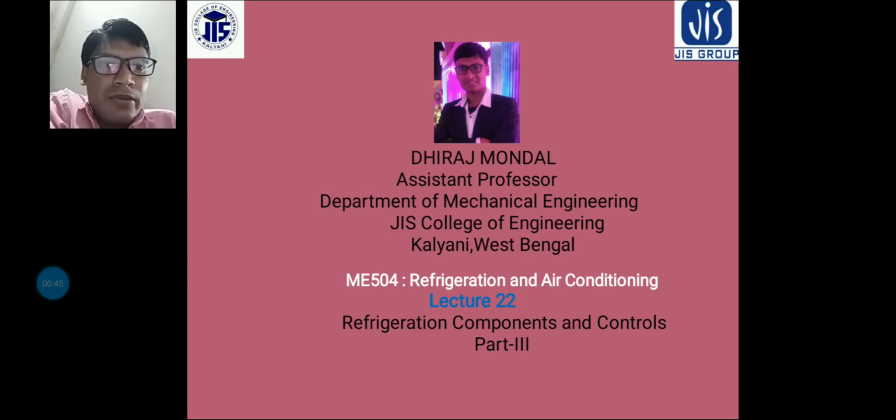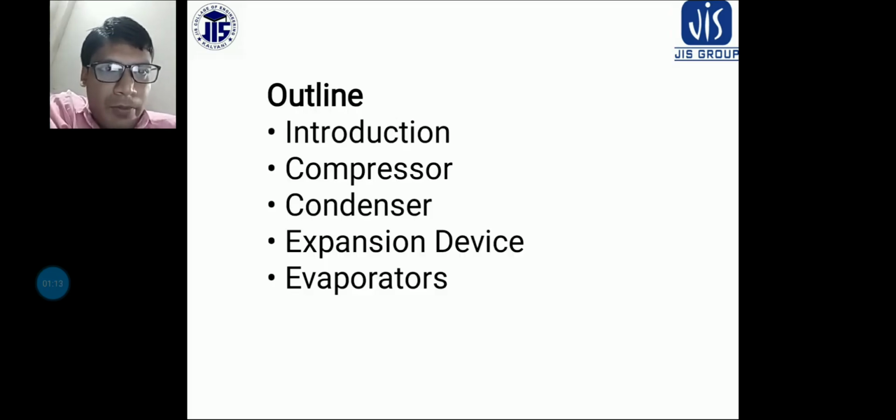Today, we are going to discuss refrigeration and air conditioning, where the refrigeration components and control are discussed. In the last two classes, I discussed the compressor part. You know that in refrigeration and air conditioning, this chapter, module 2, covers the refrigeration components and control part. Mainly four devices will be discussed: compressor, condenser, expansion device, evaporator. For the compressor part, I have already completed the reciprocating compressor.